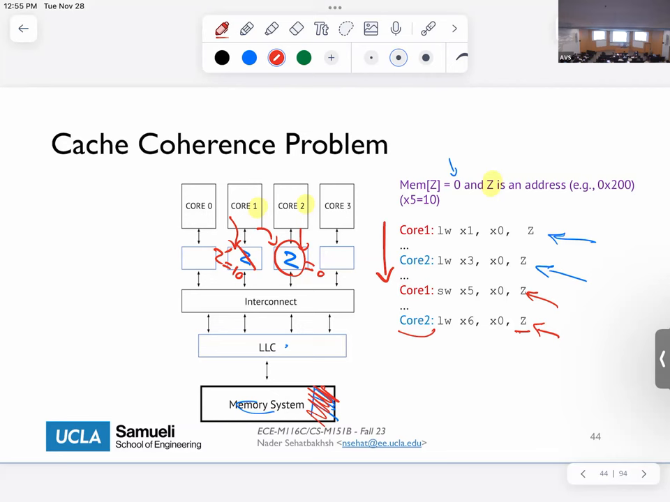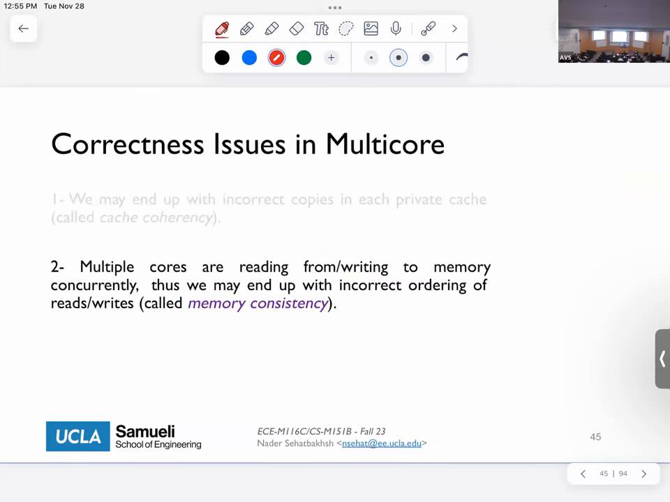And that's what we call a cache coherency problem: private caches don't talk to each other, and as a result, they might end up with incoherent copies. We're going to talk about how we fix this problem in the rest of this lecture. But before that, let's talk about the second problem, and that's what we call a consistency issue.